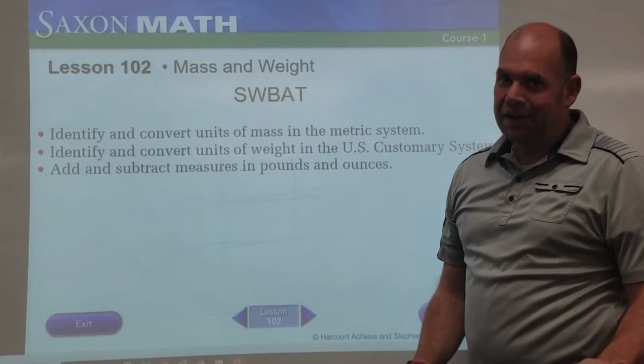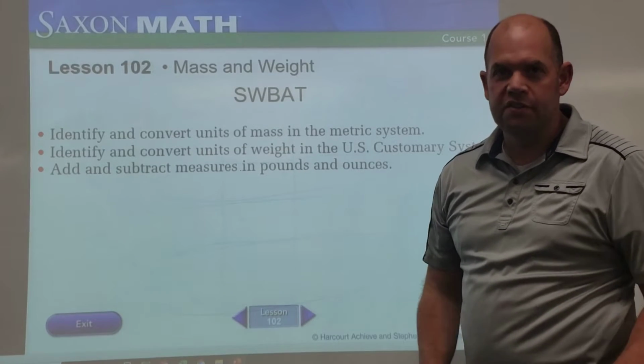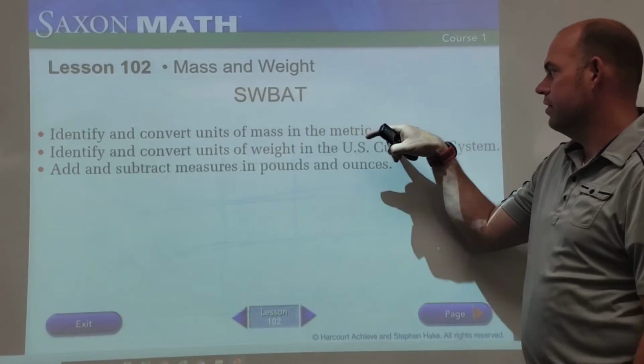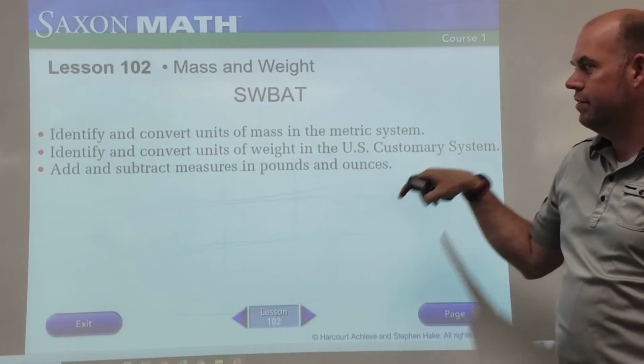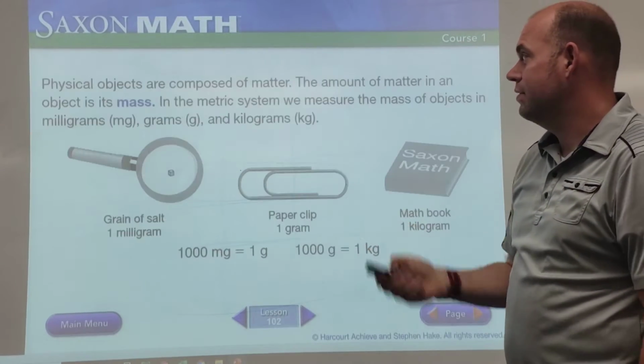Today we're doing Level 6, Lesson 102 on mass and weight. This is a good one because even as an adult, I still sometimes mess up because the US customary system is so weird. We're going to go over different units in the metric system as well as the US customary system, and then practice adding and subtracting measurements, especially mixed measurements.